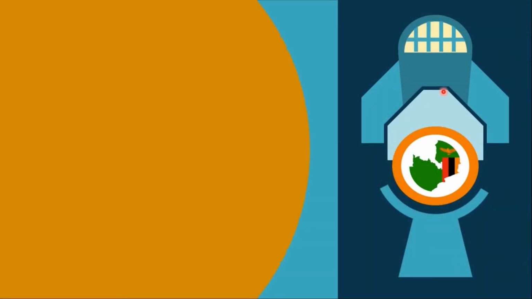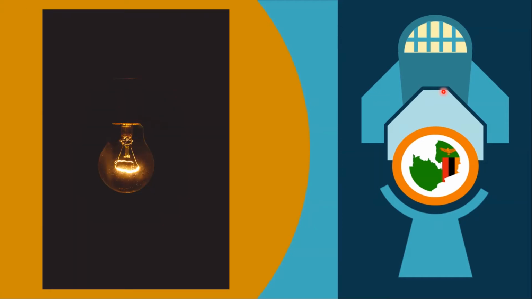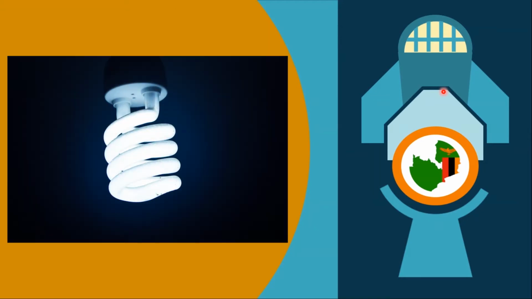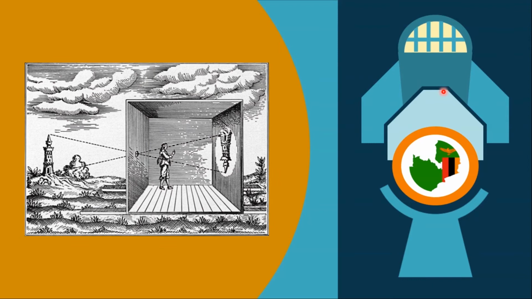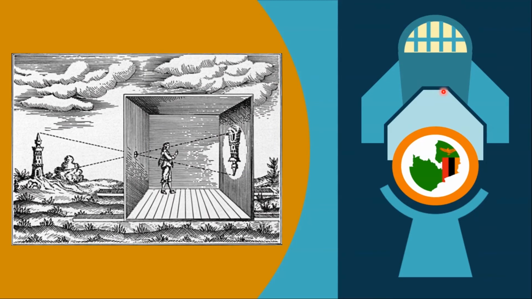Hi there. Light is very interesting, as you may already know if you've watched one of our previous videos about light. In this video, we'll be talking about a very interesting feature about light. This feature is about what happens to light when it passes through very small holes.